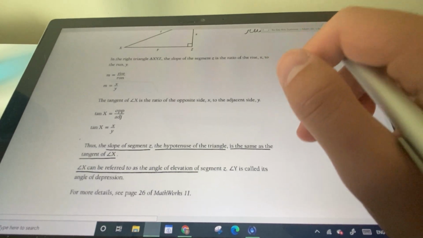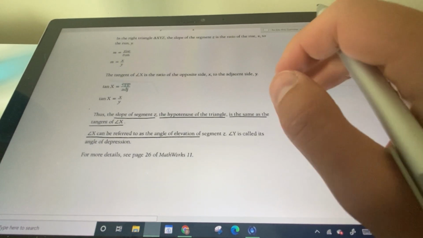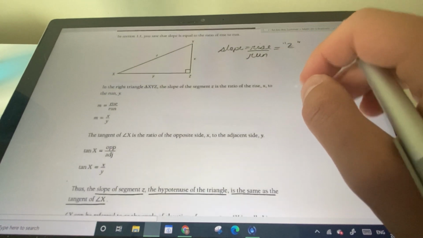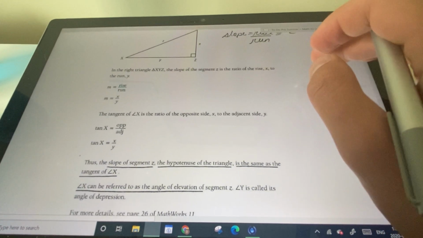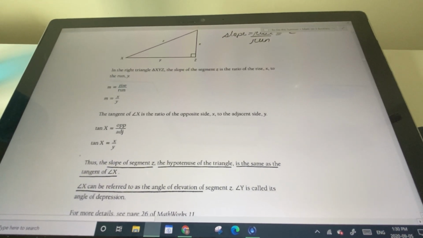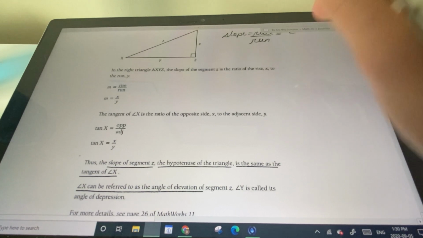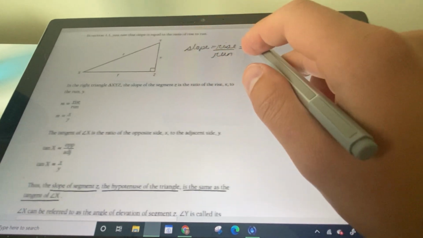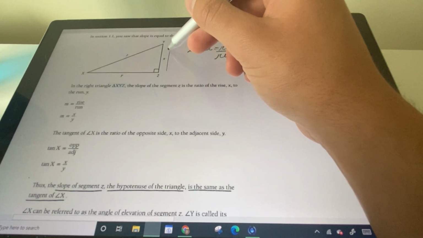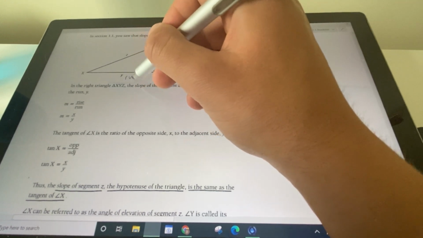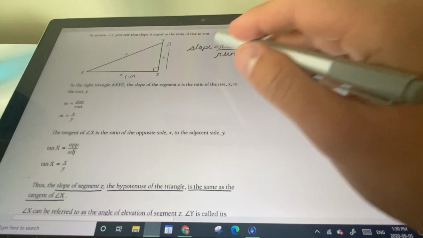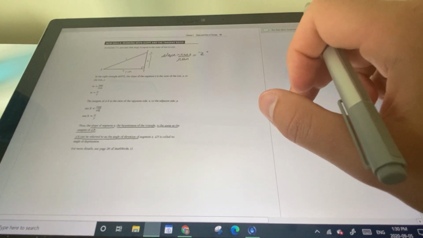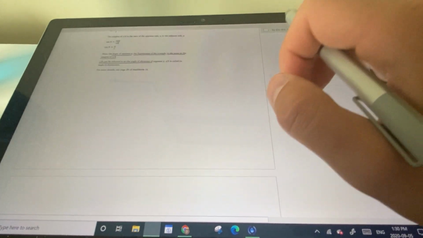Now, something to recognize with the rise over the run is something kind of new here. Slope equals rise over run. We'll recognize this is our rise and this is our run. Okay, so sometimes slope and tan are related, but I would simply just use our information from tan and slope and go from there.